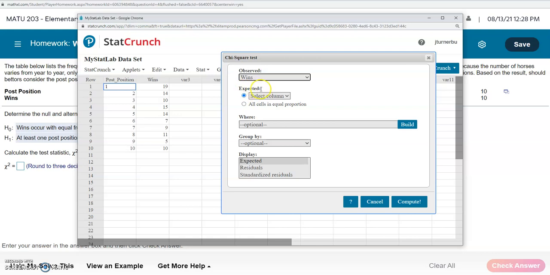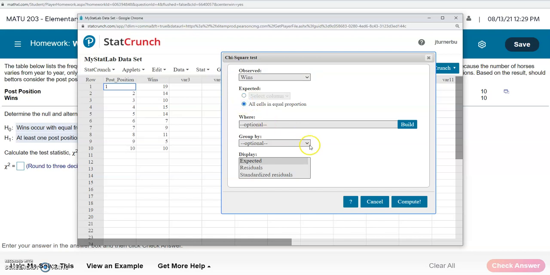Next comes expected. What is the expected frequency, the frequency that came from our claim? Well, remember in this problem, the claim was that all the wins would be equal in the different positions. So we're going to select the cell that says all cells in equal proportion.